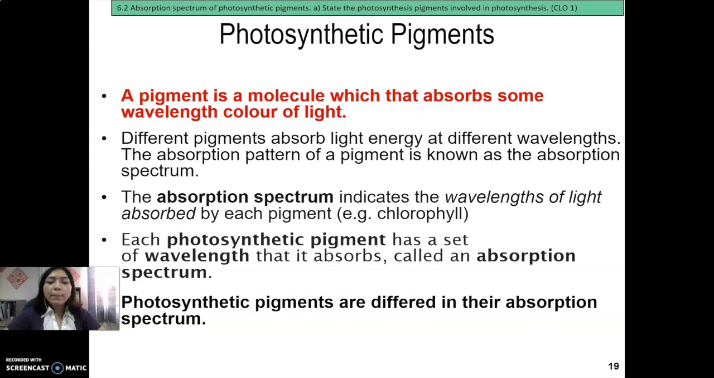A photosynthetic pigment is a molecule which can absorb some wavelength, or color, of the light. Different pigments absorb different light energy at different wavelengths. The absorption pattern of a pigment is known as the absorption spectrum. The absorption spectrum indicates the wavelengths of light absorbed by each pigment, for example chlorophyll. Each photosynthetic pigment has a set of wavelengths that it absorbs, called its absorption spectrum. Photosynthetic pigments differ in their absorption spectra.